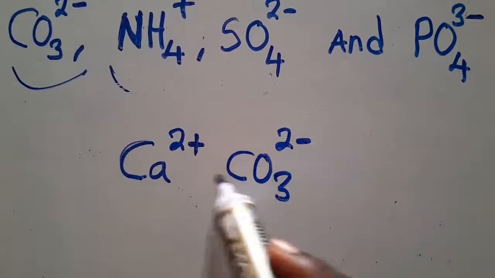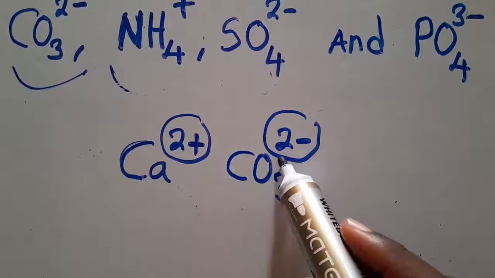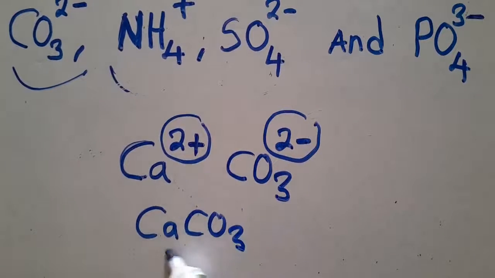So when it reacts with a carbonate, so whenever we've got calcium carbonate, a carbonate like this, have you seen? This one is 2, even this one is 2. So these 2 are going to cancel out. We are just going to have calcium carbonate. This is how we come up with calcium carbonate, as simple as this.